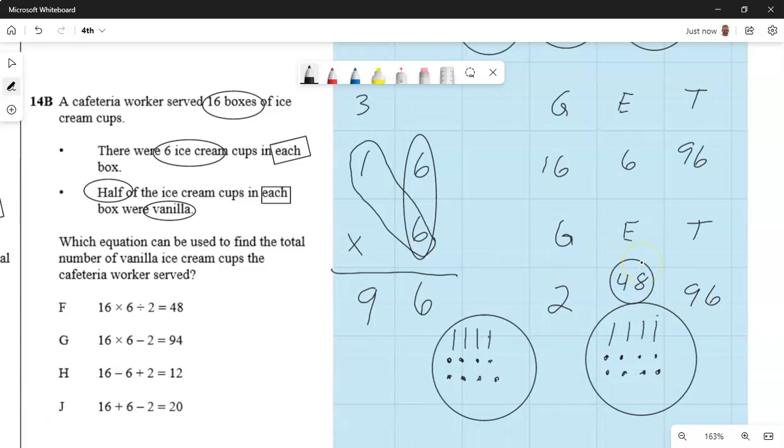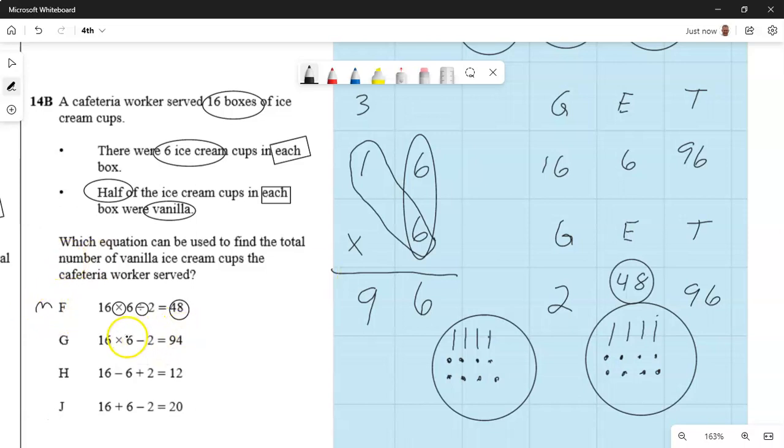I'm going to go over here and look at my answer choices. First, what I did is I multiplied 16 times 6, and that's what they did right there. And then I divided it into 2 equal groups, which is what they did right here, and ended up with 48 cups of ice cream in each group. Look at the next. I'm going to double check. That looks like that's right. I'm going to put an M right there.